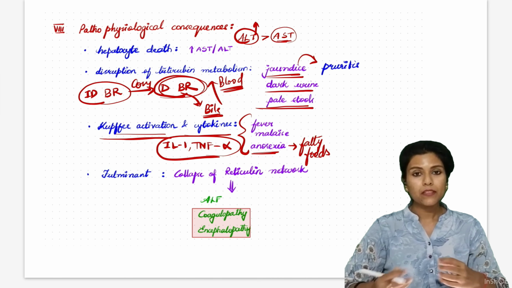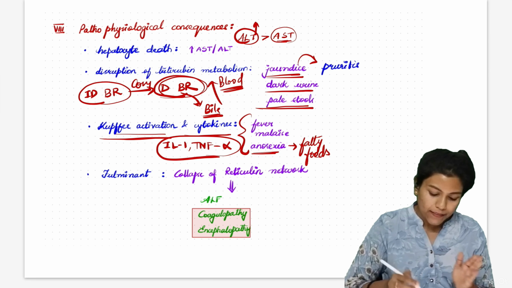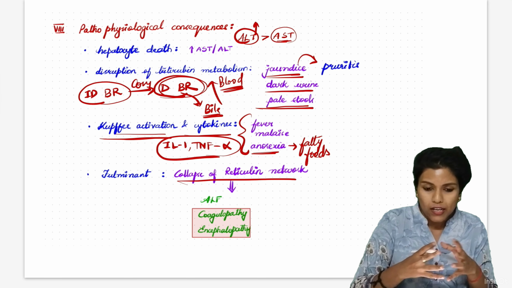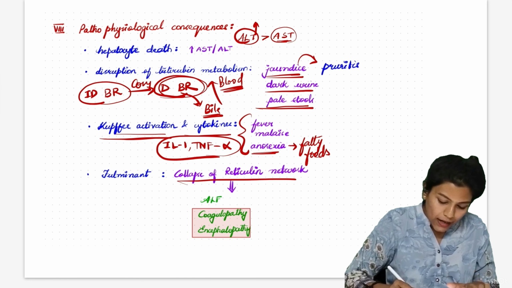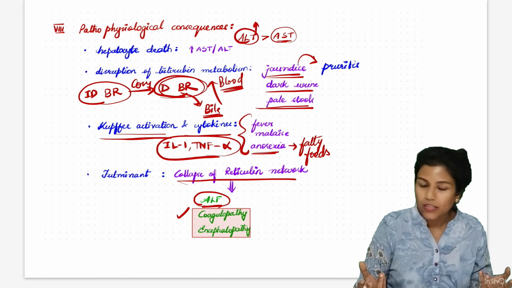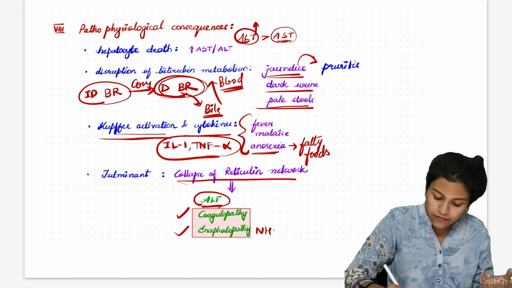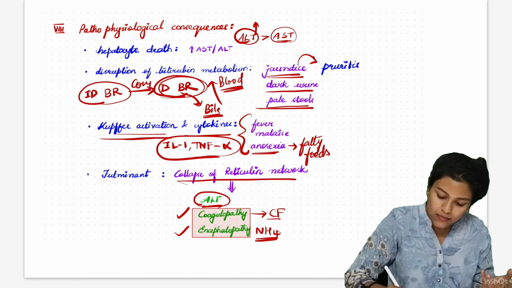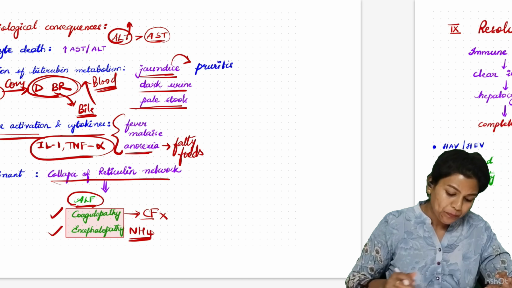Fulminant means sudden explosive outburst. Because of massive necrosis, rapid failure occurs. That means there will be collapse of the reticular network of the lobules. Lobular architecture will be lost. It will rapidly lead to acute liver failure, coagulopathy because synthetic function goes down and clotting factors are not synthesized, and encephalopathy because of ammonia. Ammonia is not detoxified, it crosses the blood-brain barrier and causes encephalopathy. So this is about the pathophysiological consequences.